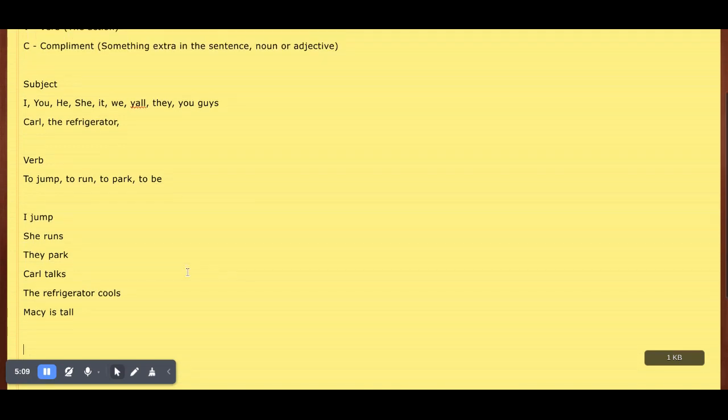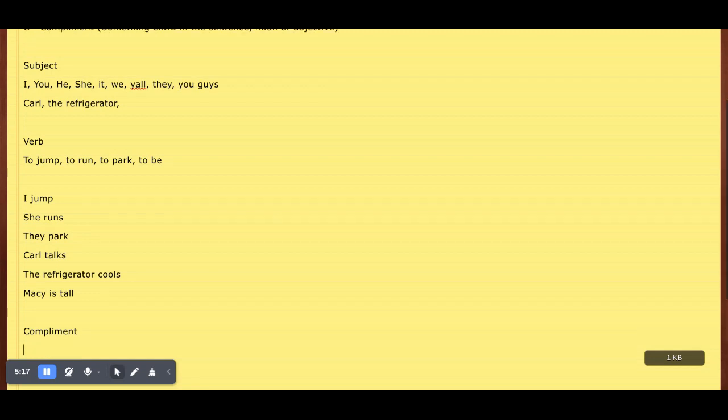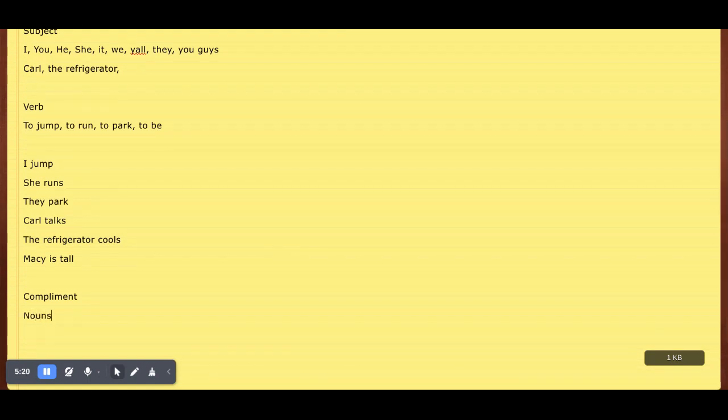So let's talk about the last one, complement. It's usually just something extra to go along with the sentence. The majority of sentences have them, but I just want to get into nouns and adjectives. So a noun is, I'm sure you heard this way back in elementary school, but a noun is going to be a person, a place, or a thing. So, for example, I could say Carl again, or I could say the store as a place, or I could say the table as a thing.